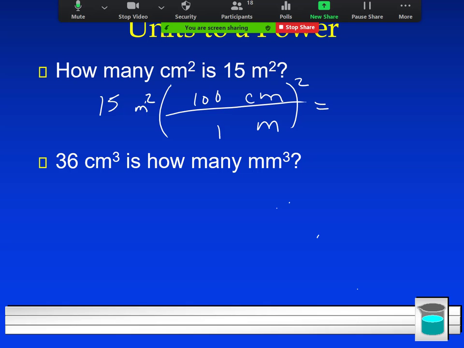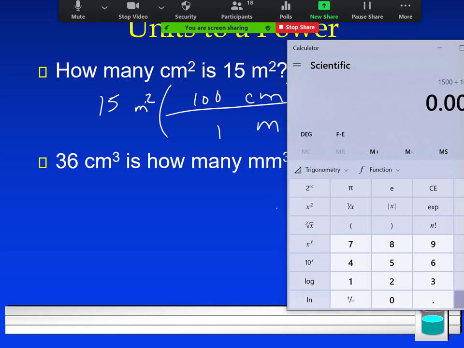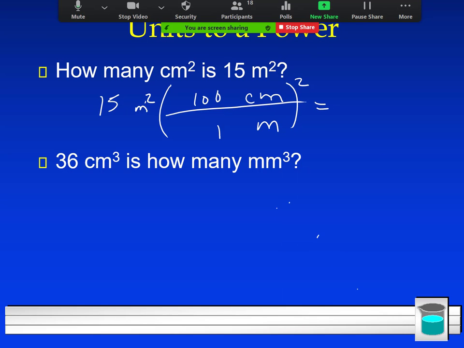So when I push that into my calculator, I get 15 times 100 squared equals 150,000. Okay? So it doesn't matter whether it's squared or cubed. What if they both have prefixes? Well, we don't do anything that different.